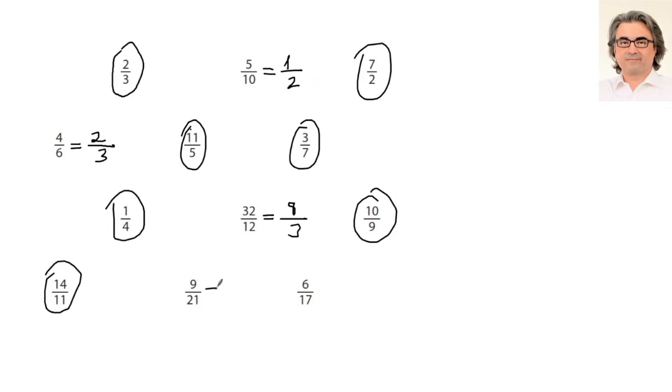9 over 21. Both are divisible by 3. If you divide by 3, you will get 3 as the numerator. And if you divide 21 by 3, you will get 7. So 3 over 7 is its simplest form. What about 6 and 17? They have no common divisor greater than 1. So 6 over 17 is also in its simplest form. The numbers I marked here with a circle are the fractions which are in their simplest form.